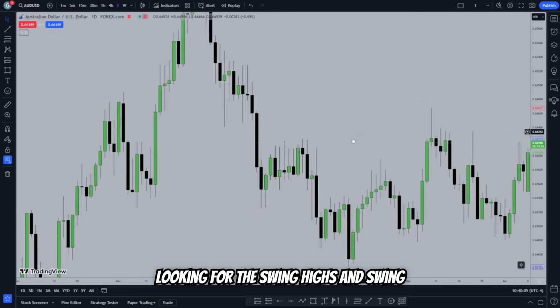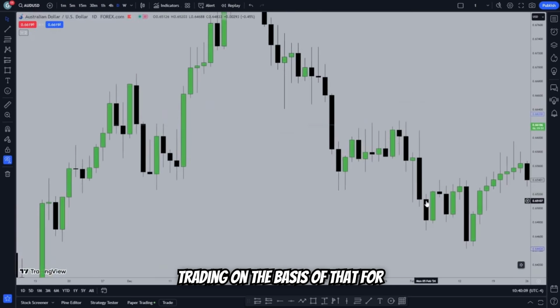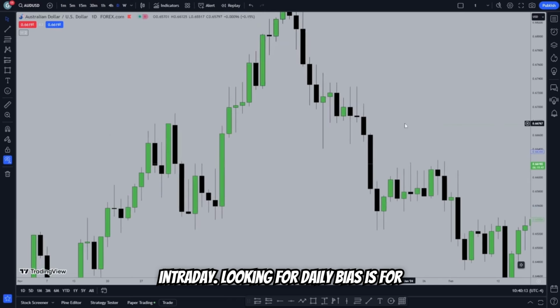It's not about looking for swing highs and swing lows and waiting on that. You can do trading on the basis of this for intraday. Candle range theory is for intraday. Looking for daily bias is for swing traders, and if you're a scalper, just look for the short term trend.